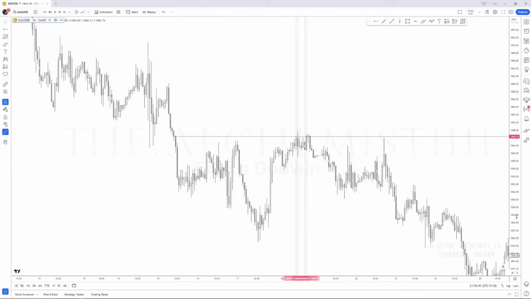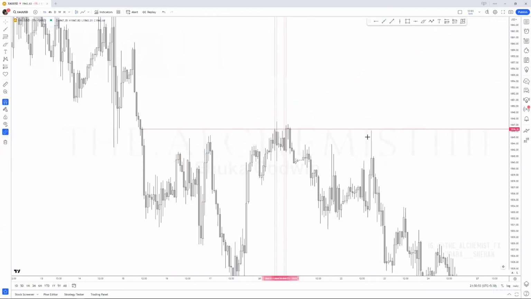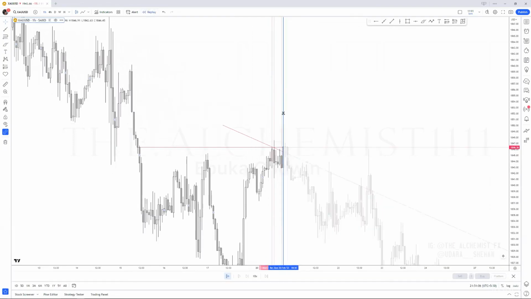Then what you need to do is see if there are any trend lines in line with this key level at this time of the day. Let's try to see if there are any trend lines in line with these key levels at this time of the day, something like this. If I put the replay tool here, this is how it should look.